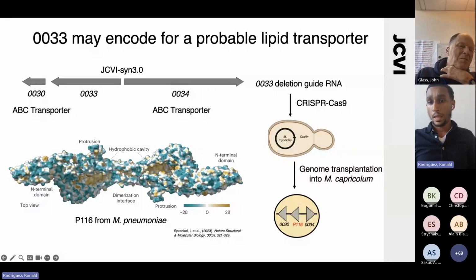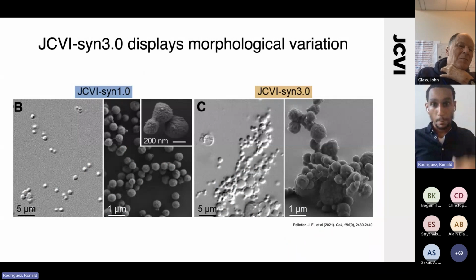I'm putting this into yeast. We have a Saccharomyces cerevisiae strain that constitutively expresses Cas9 and has our minimal cell genome on a centromeric plasmid. What I'm doing is deleting gene 33 and then providing the M. pneumoniae gene. Then, in a transplantation experiment, we put that into M. capricolum. We heard Phelan last Friday talk about genome transplantation a lot.